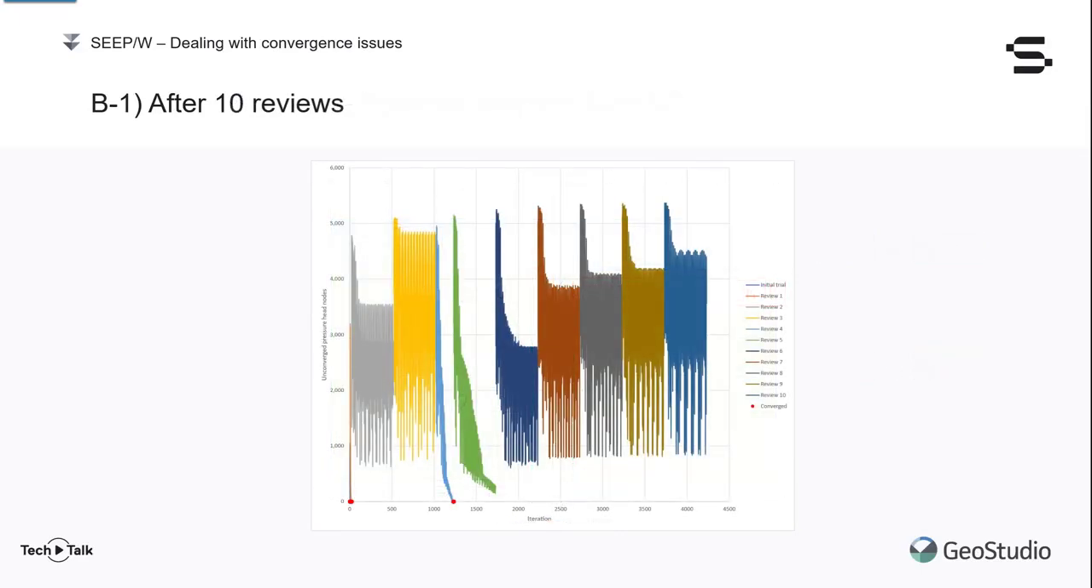Now that we know what reviews are, let us take a look back at our unconverged pressure head nodes plot from our initial analysis. As we can see in the legend to the right, the solver performed 10 reviews in this case, which is the maximum number of reviews it was allowed to perform. There is thus a chance the solver might have needed a few more reviews to arrive at a proper solution.